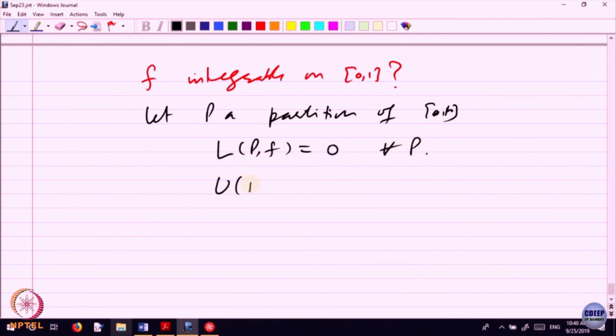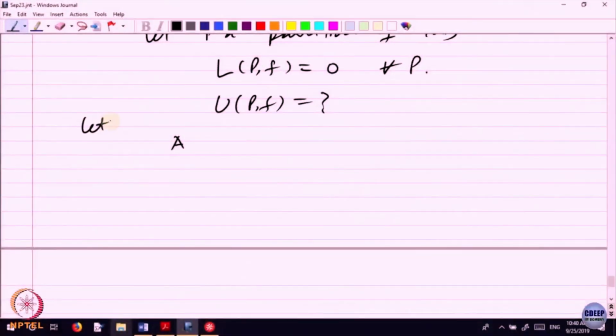I have to worry about the upper sum. In the upper sum, the contributions will come from the rational points, because at rationals the value will be non-zero, 1 over q, into the length of the interval. So I have to bother about at how many points the function takes what value. So let us look at the set A. If I want to show it is integrable, I have to make upper minus lower small for some partition.